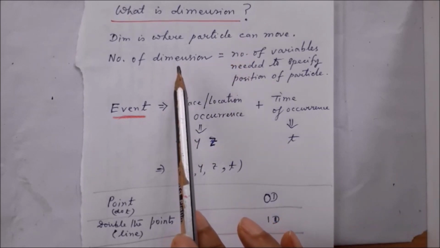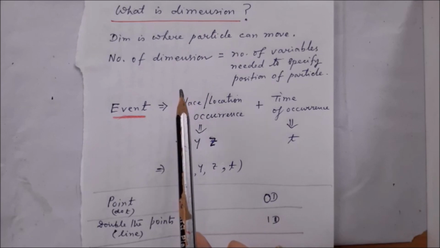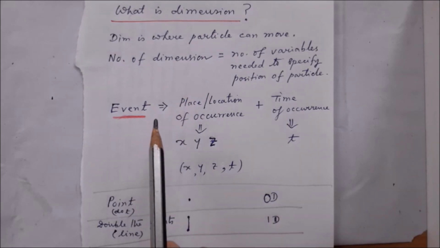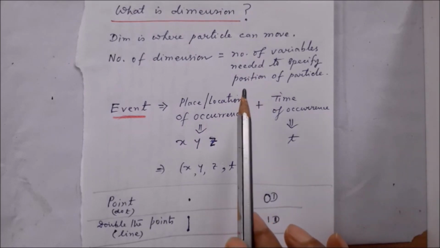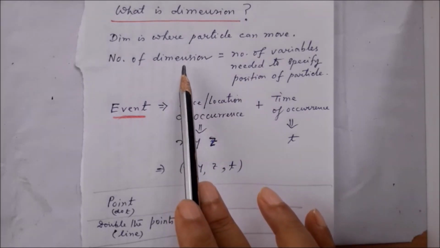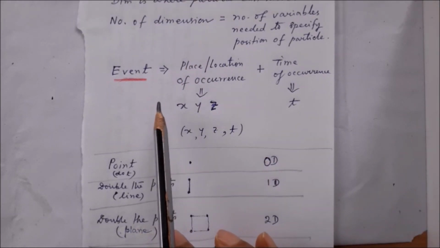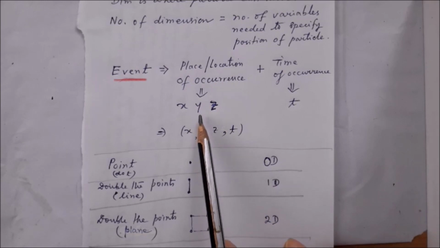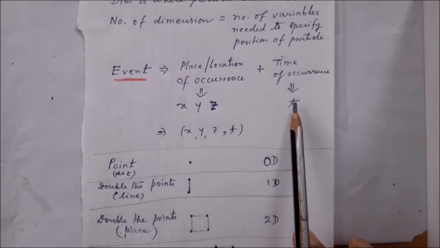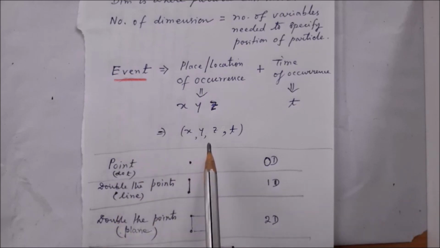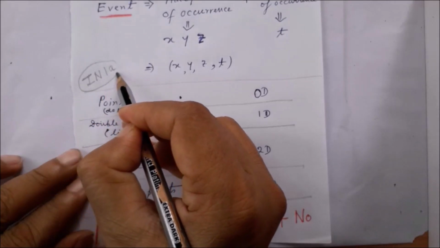Dimension is where a particle can move. The number of variables that we require to pinpoint the location of a particle gives the number of dimensions. An event refers to the place of occurrence, which is say x, y, z, and the time of occurrence, say t. There is a particular way of writing this which you will do in your class on special theory of relativity.